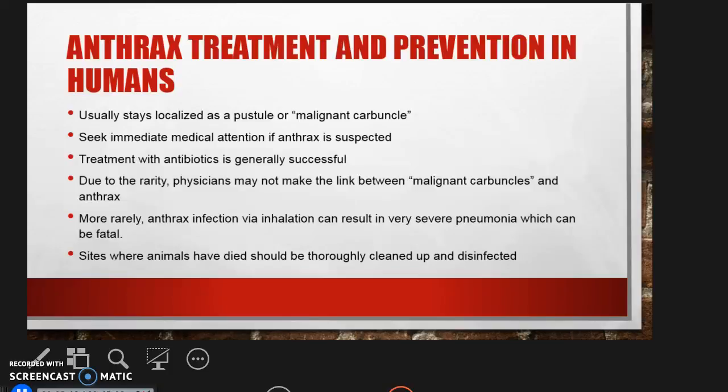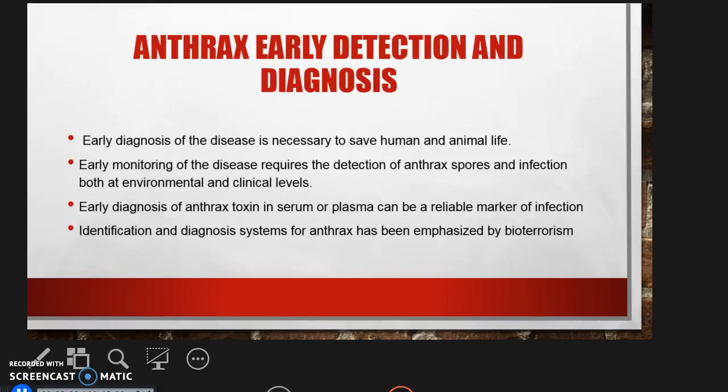Anthrax inhaled can result in very severe pneumonia, which can be fatal, and sites where animals have died should be thoroughly cleaned up and disinfected. Early diagnosis of the disease is necessary. Just like with many other situations, early monitoring of the disease is also necessary. Early diagnosis can occur using the anthrax toxin in serum or plasma. That's the most reliable marker of infection.